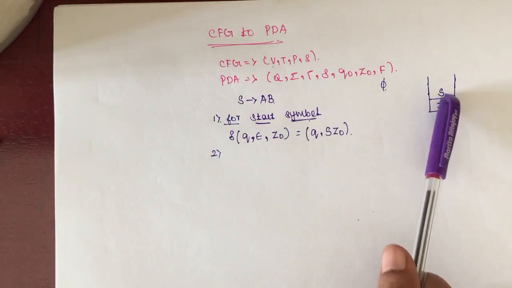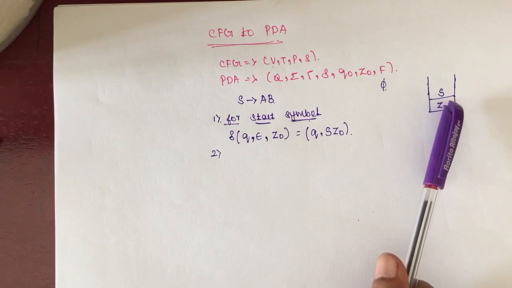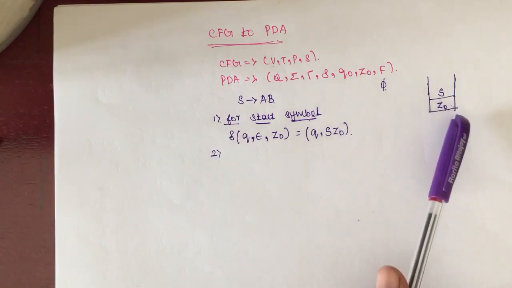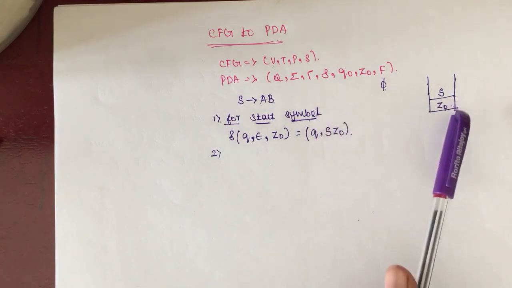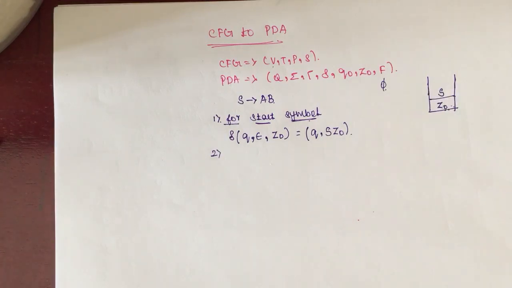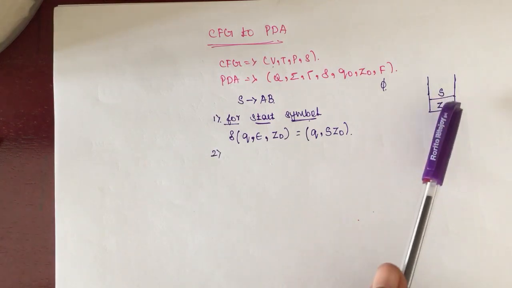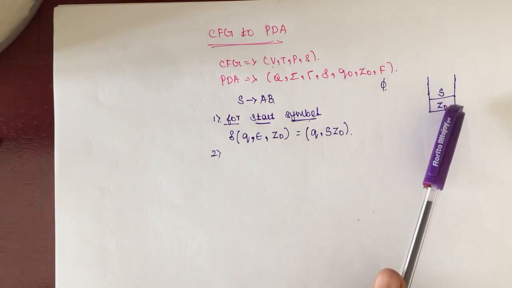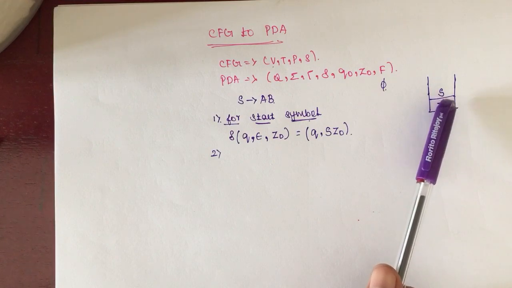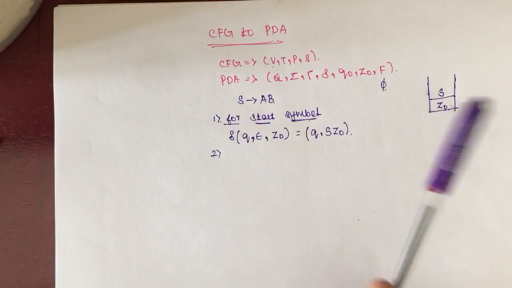When the variable is on top of the stack, you cannot push any terminal or any other alphabet on top of it unless you replace the variable. So you need to replace the stack's top, the start symbol S. How can this be replaced? With the help of the right-hand side, it can be replaced, right?